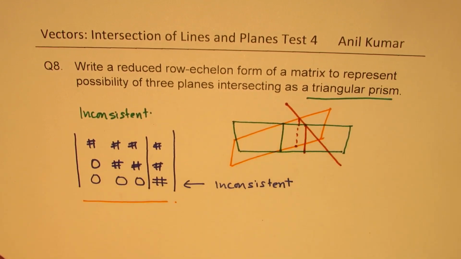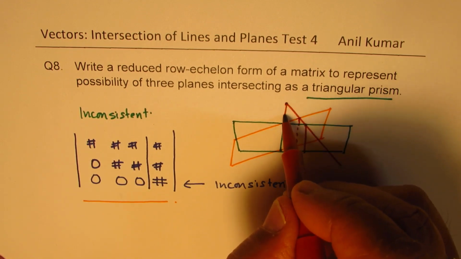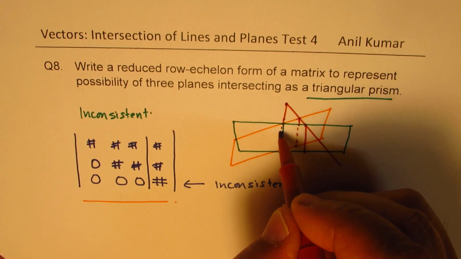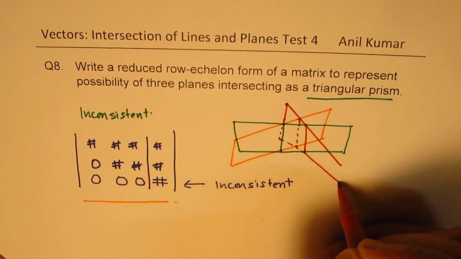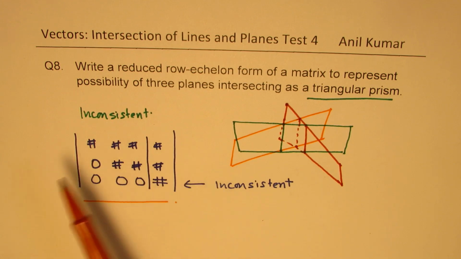So that forms a triangular prism which you see here, correct? So that is the triangular prism which we are looking for. And so we could have an equation something like this to get a triangular prism as our solution. So I hope that makes sense.